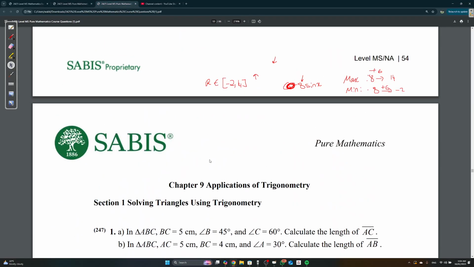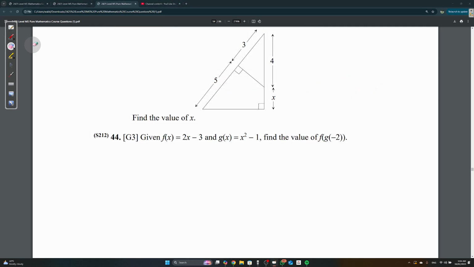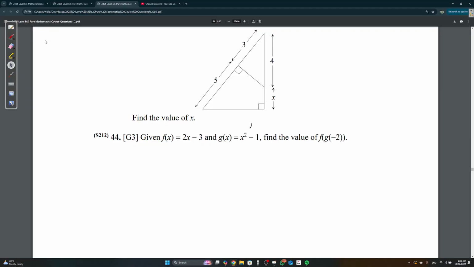Given f of x is 2x minus 3 and g of x is x squared minus 1, find the value of f of g of minus 2. What a tough question. f of g of minus 2. What is g of minus 2? g of minus 2 is negative 2 squared minus 1, which is just 3. So that means we want to find f of 3. Substitute that 3 into f of x: 2 times 3 minus 3, and you get 3.